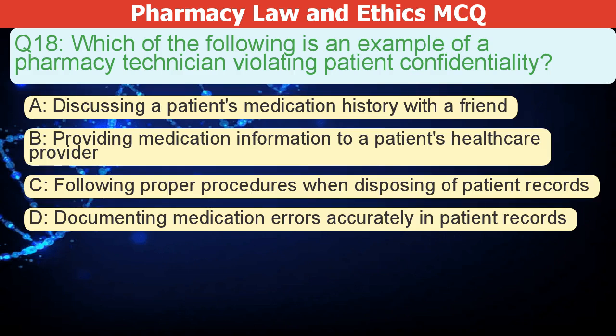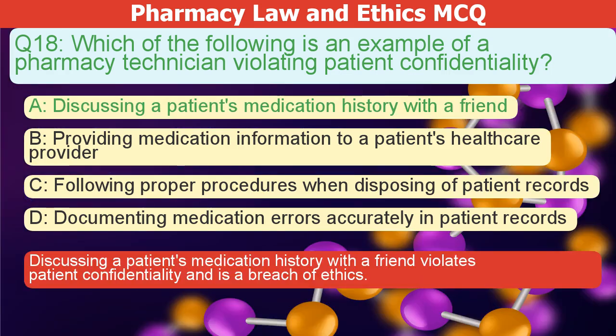Which of the following is an example of a pharmacy technician violating patient confidentiality? A. Discussing a patient's medication history with a friend. B. Providing medication information to a patient's healthcare provider. C. Following proper procedures when disposing of patient records. D. Documenting medication errors accurately in patient records. The correct answer is A. The discussion of a patient's medication history with a friend violates patient confidentiality and is a breach of ethics.